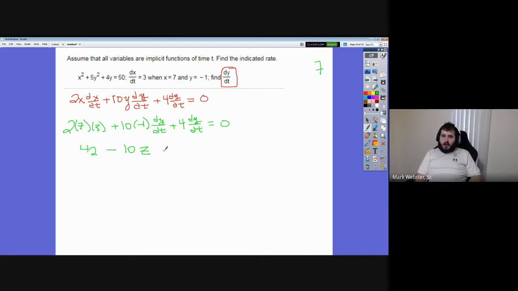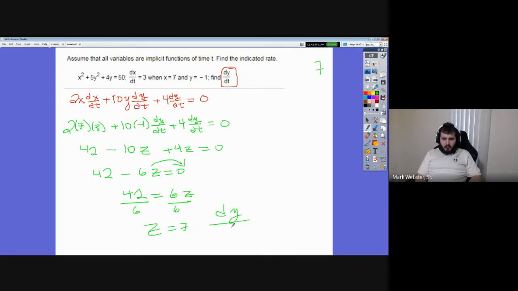I'll call it z instead, right? Now I've turned this into an algebra 1 problem. This is 42 minus 6z equals 0. Add, divide. It's supposed to be a t, can't draw. And it's just the same number I got before, right? So it really doesn't matter how you do it.